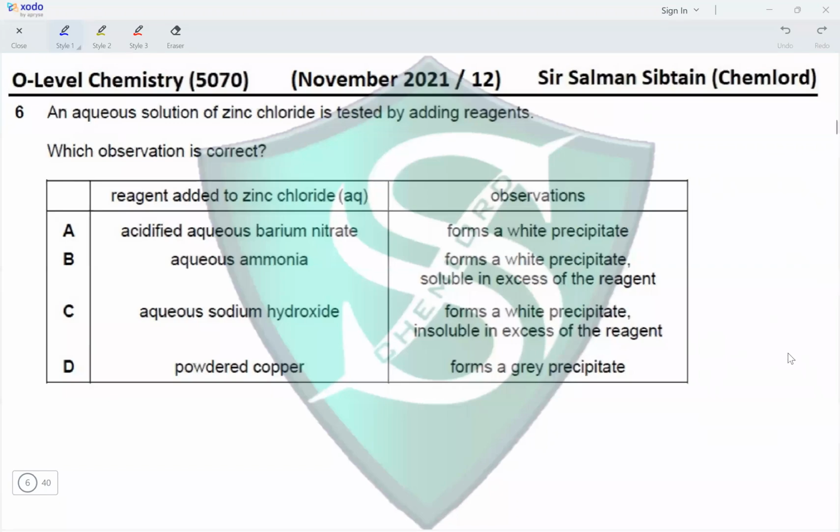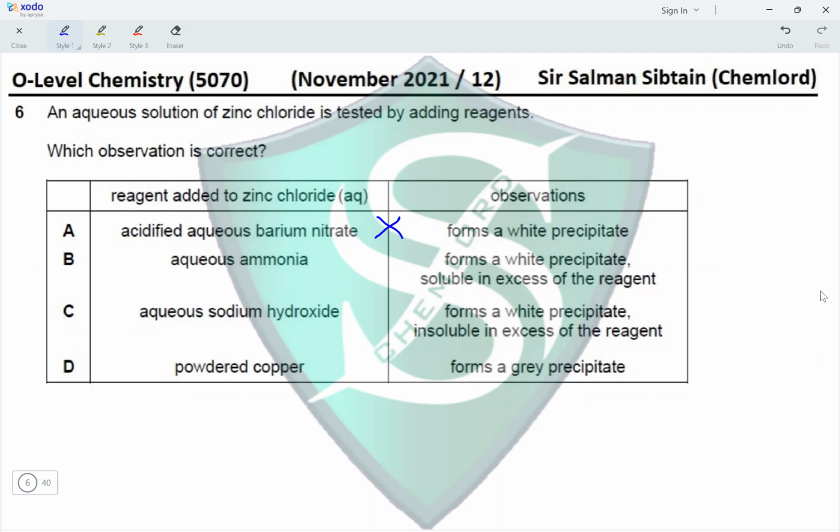Question 6. An aqueous solution of zinc chloride is tested by adding reagents. Which observation is correct? Acidified aqueous barium nitrate is added, forms a white precipitate. This would only happen if sulfate was present. So option A is incorrect.